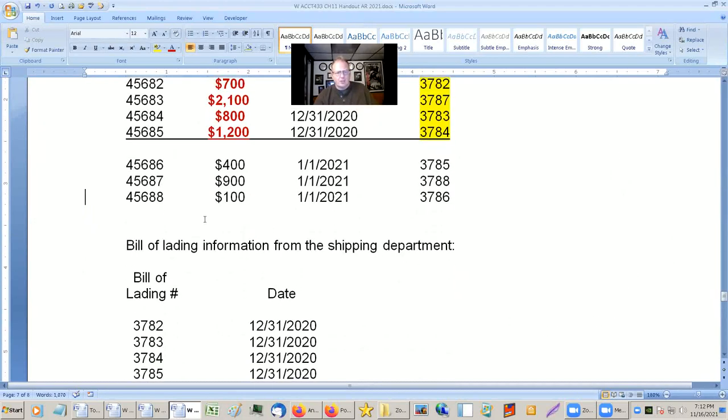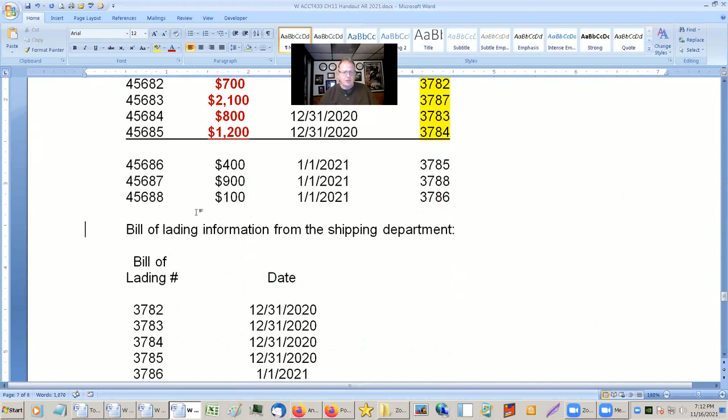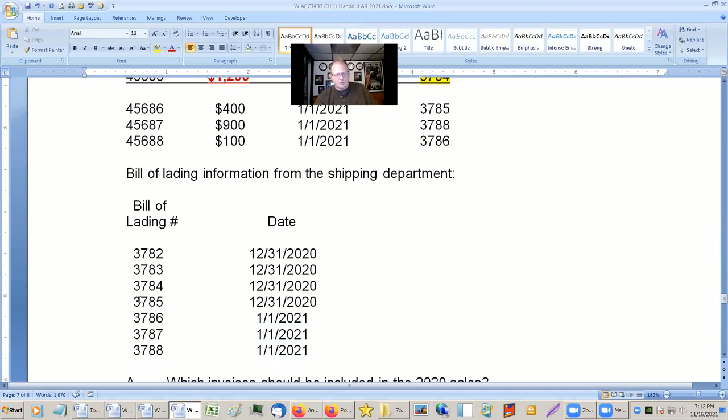Now you go and you check the bills of lading. And this is what you come up with here. Here's a cutoff. Yeah, it needs to be sequential, right? As they leave, the document will be numerically whatever. So 37.85 is the cutoff.